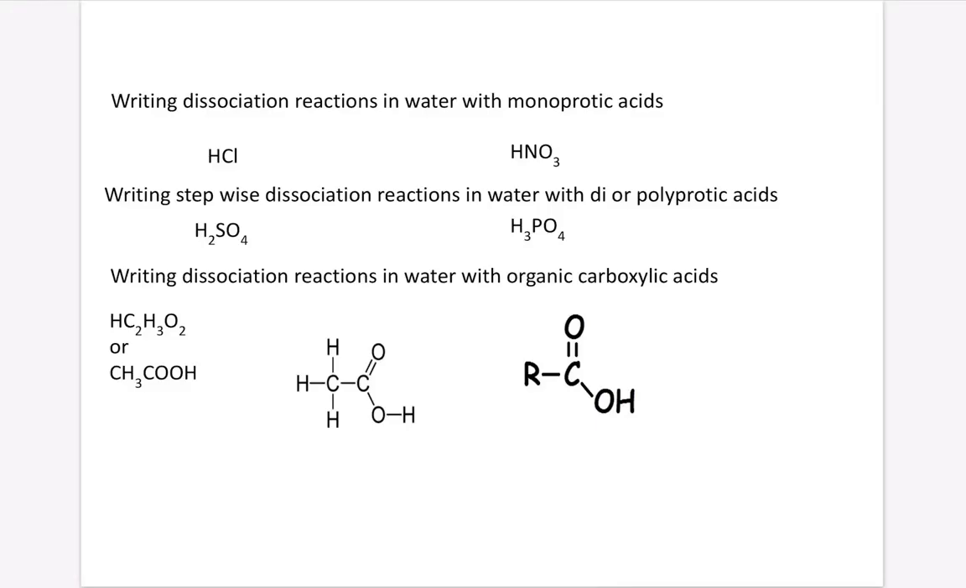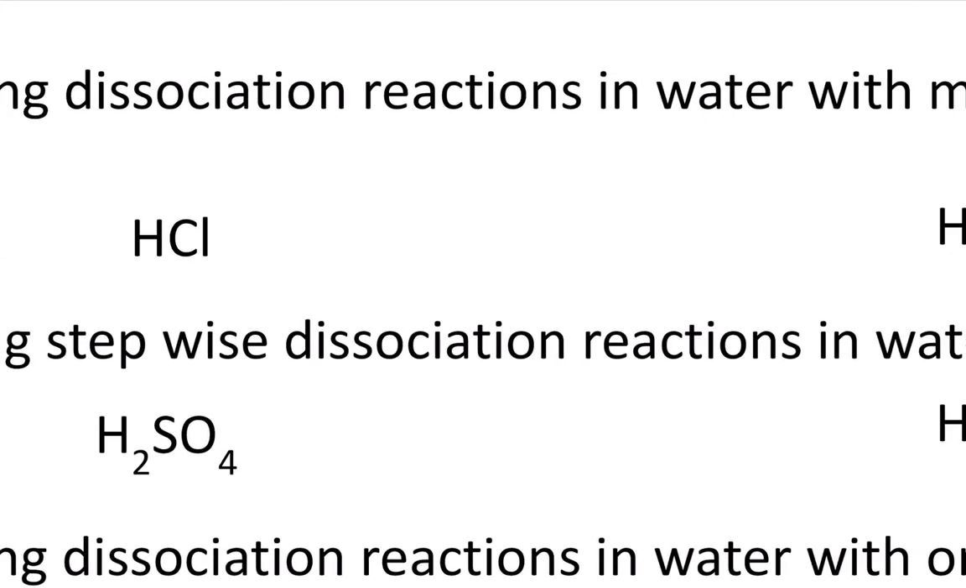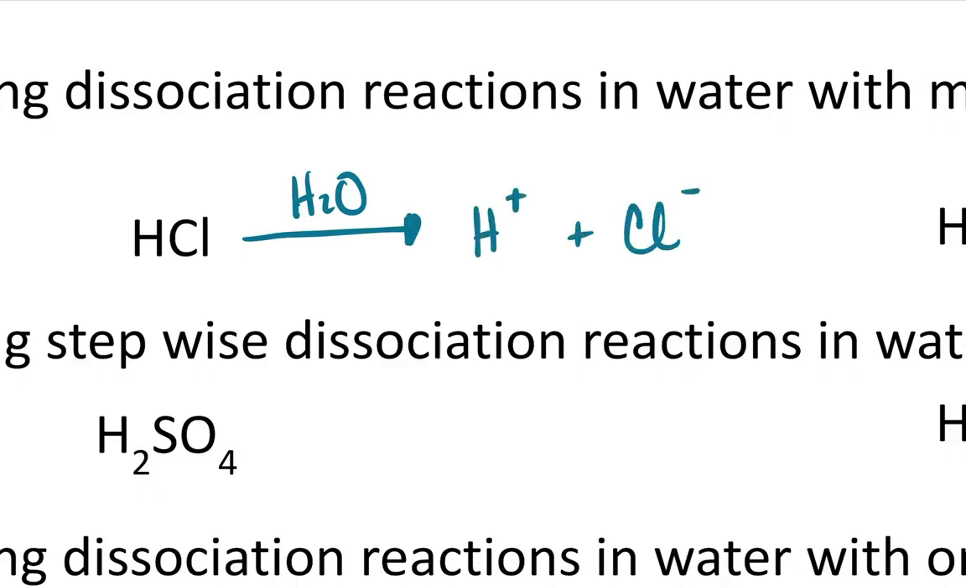Writing dissociation reactions in water with monoprotic acids. When we have a monoprotic acid and we look into its dissociation with water, it's going to separate into its ions. So we're going to have hydrogen as an ion and chlorine as an ion.